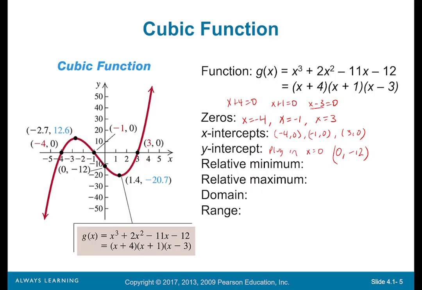For a relative minimum, we want to look at the graph here. We see we have a minimum at this point. It's just relative because, of course, we can't pick a specific minimum from this arrow over here. So we just are looking at where we have this valley. So our relative minimum is negative 20.7, and it's at 1.4.